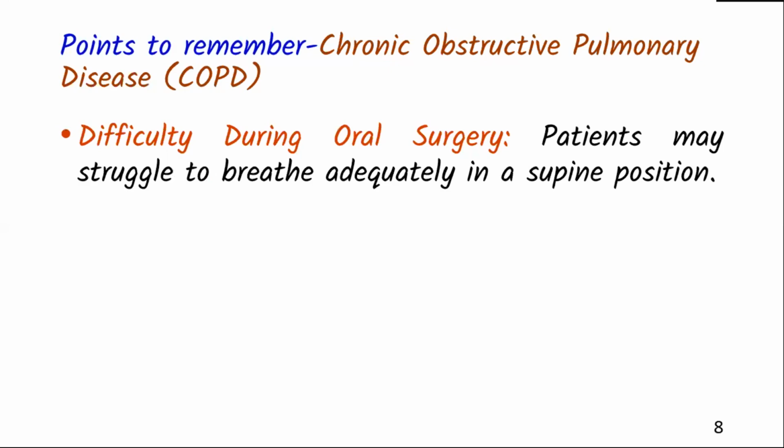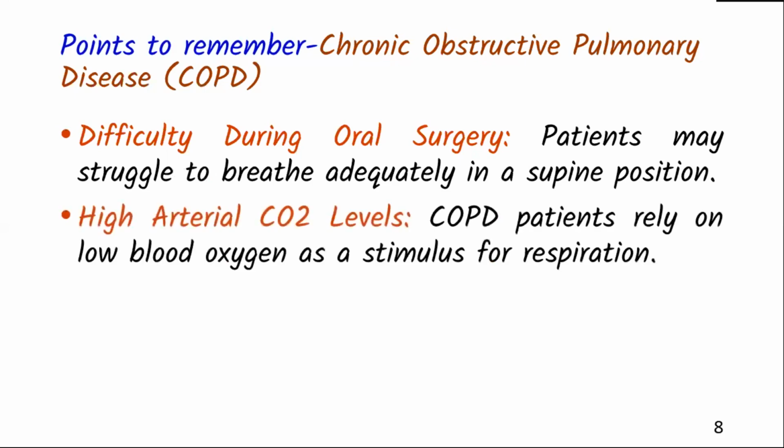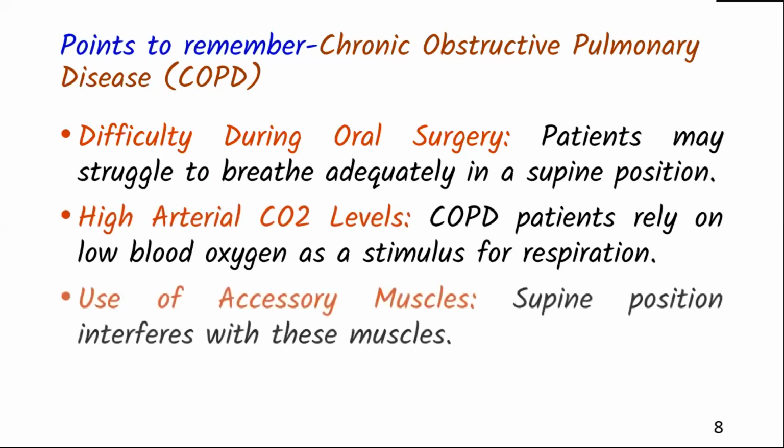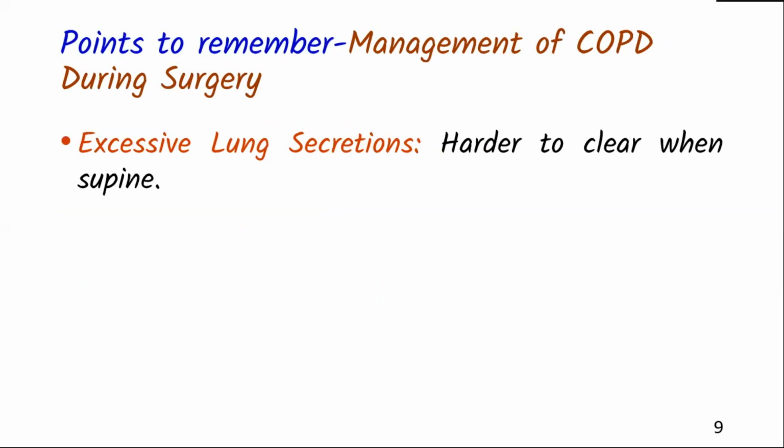Now let's discuss the important points to remember for the examination. These patients often need to sit upright to breathe adequately during oral surgery. High arterial carbon dioxide levels are common. They use low blood oxygen to drive respiration. The supine position hinders the use of accessory muscles, making breathing difficult.